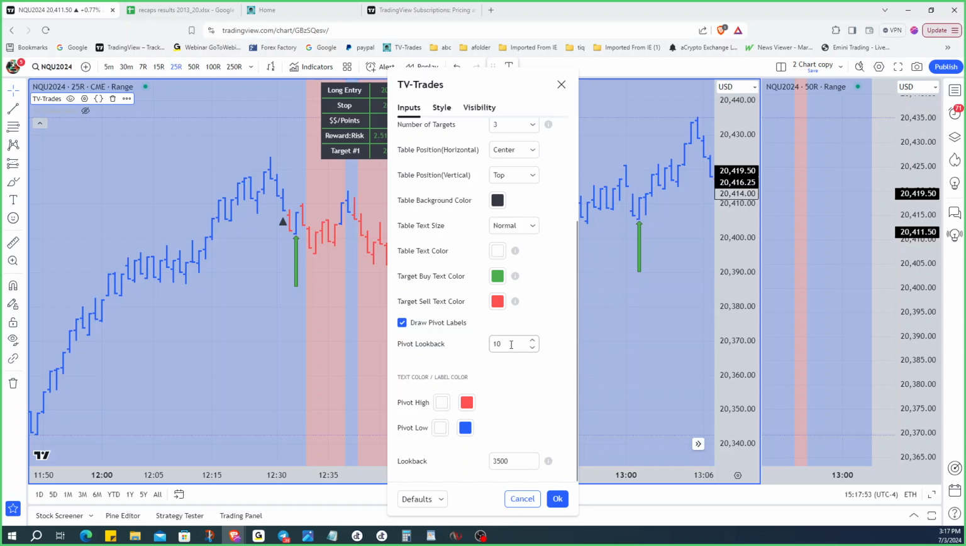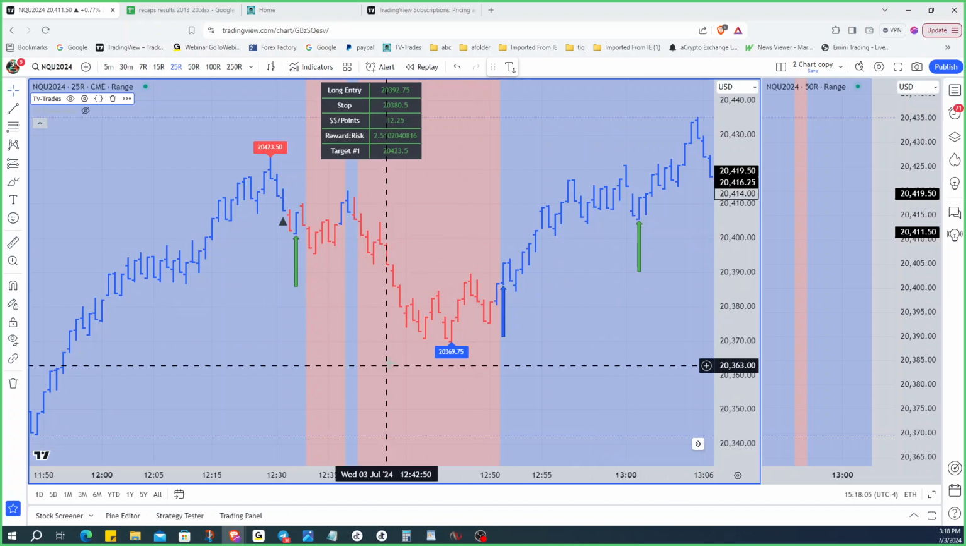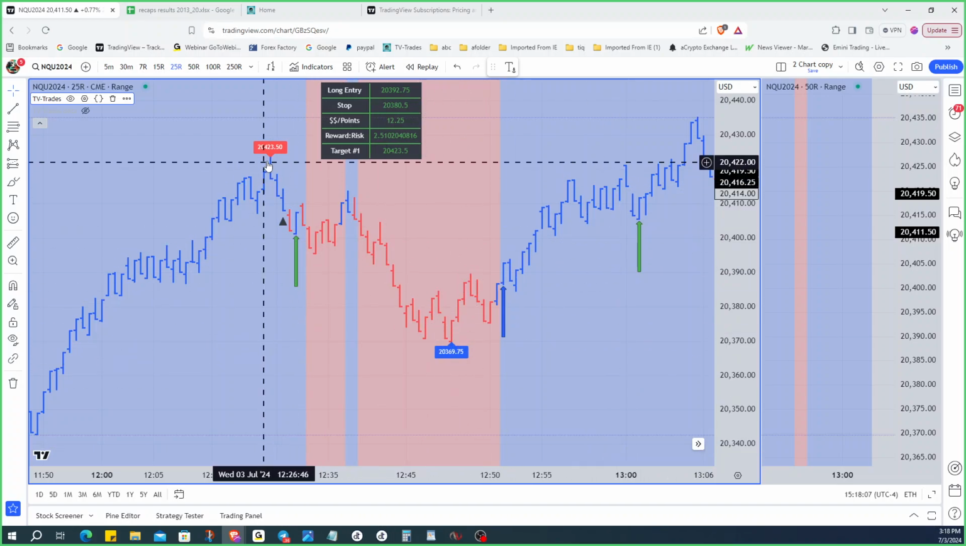Draw pivot labels. Look at that. See, pivot look back. That's new, and everybody has access to that. That's in the TV trades. I published a new script today that's in just the regular TV trades. It's not the beta version. But you can see it draws in the pivots for you.